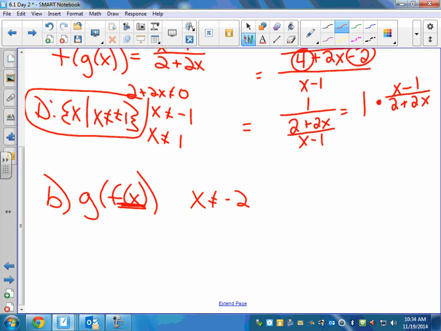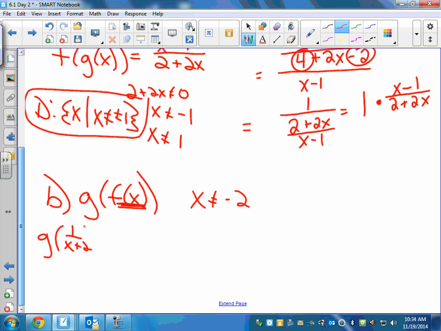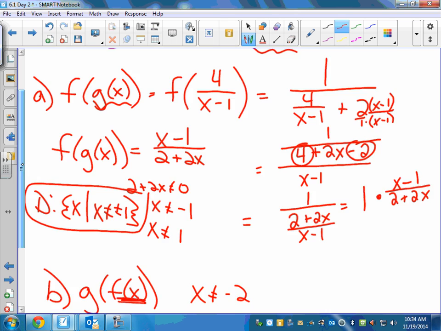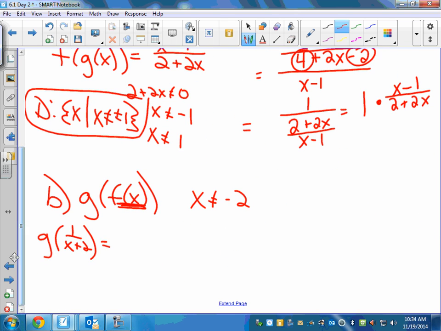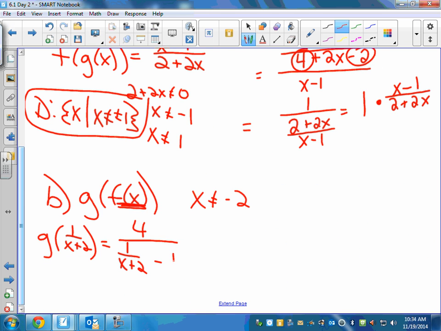But now I'm going to take f of x and plug it into g of x. Oh, this is annoying. 1 over x plus 2. And again, I'm going to get a fraction. So 4 over 1 over x plus 2 minus 1. If you do the substitution correctly, where you take f of x and plug it in for x in g of x, you should get this.